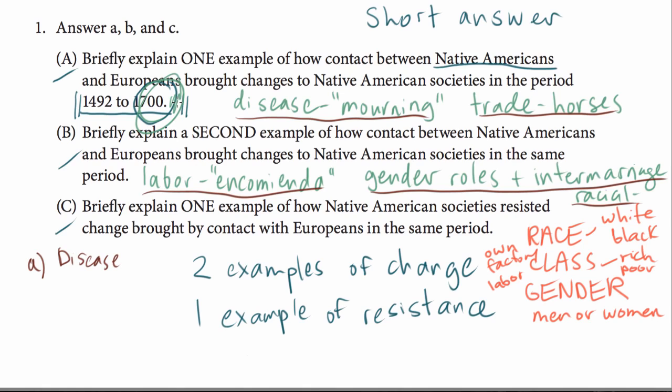So we're thinking back to the early period of contact, the early colonial period. So what are some examples of resistance to change in this time period? Well, I think an obvious example would be war. Many Native Americans went to war against European invaders. Some good examples of this might be King Philip's War in New England, or maybe Pope's Rebellion in the West.